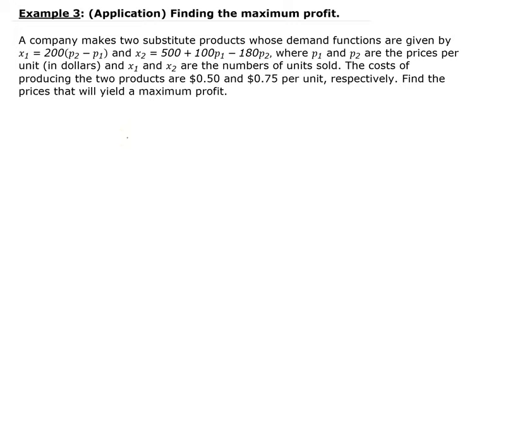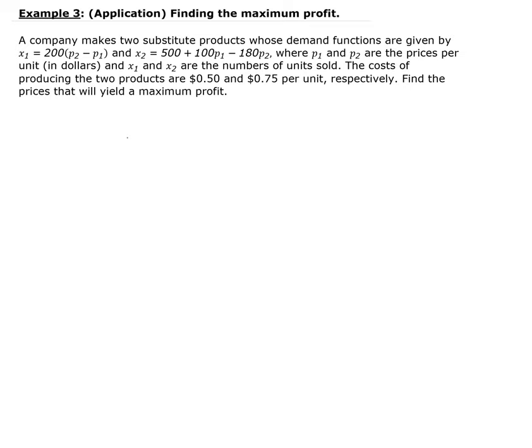In this example, we want to find the maximum profit for this application problem. We're given a company that makes two substitute products whose demand functions are given by X1 and X2, where P1 and P2 are the prices per unit in dollars, and X1 and X2 are the numbers of units sold. The costs of producing the two products are 50 cents and 75 cents per unit, respectively. So we want to find the prices that will yield a maximum profit.